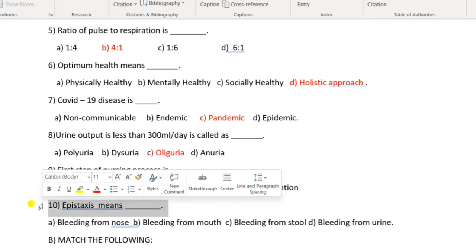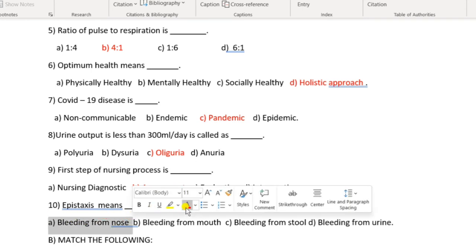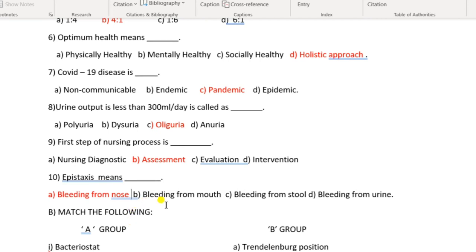Then question number 10. Epistaxis means dash. Option A is bleeding from nose, option B is bleeding from mouth, option C is bleeding from stool, option D is bleeding from urine. Bleeding from nose is called epistaxis. In tuberculosis patients, epistaxis can take place. Bleeding from mouth is called hematemesis, bleeding from stool is called melena, and bleeding from urine is called hematuria.